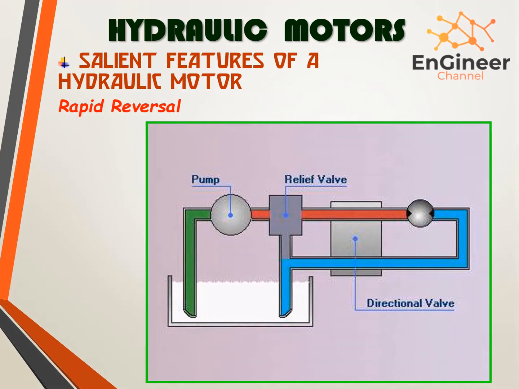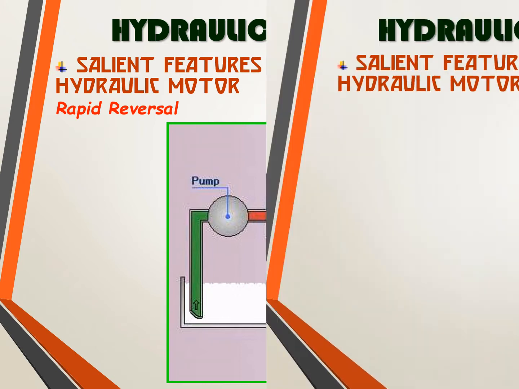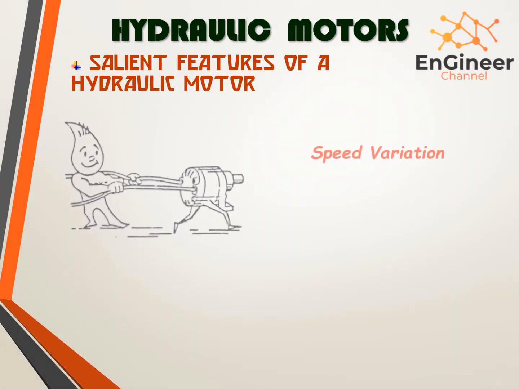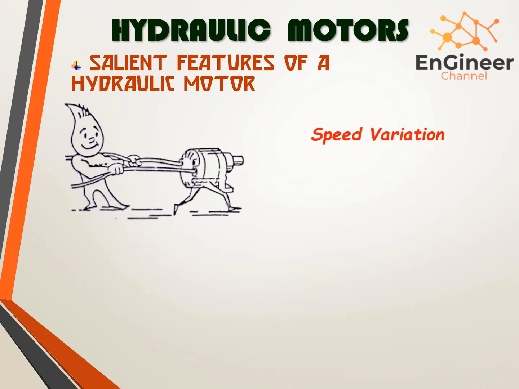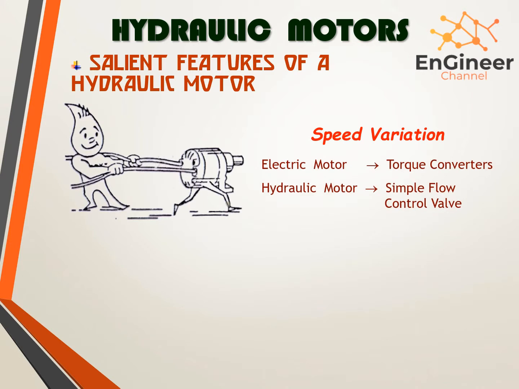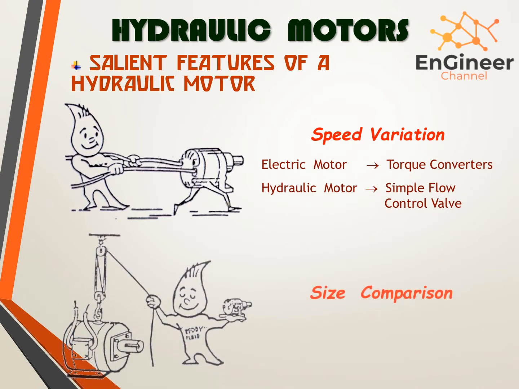Pump, relief valve, and directional valve. This is also a rapid reversal, but with a bidirectional valve. This is relief valve. When we speak about speed variations, we see that electric motors have torque converters and hydraulic motors have simple flow control valves.